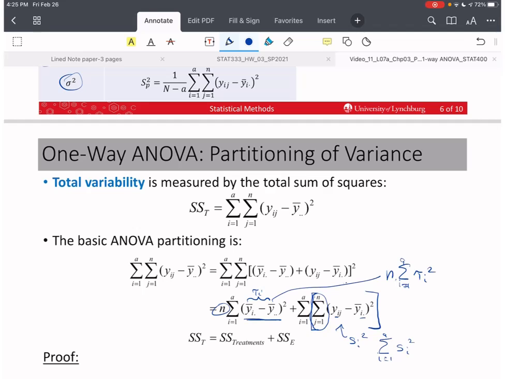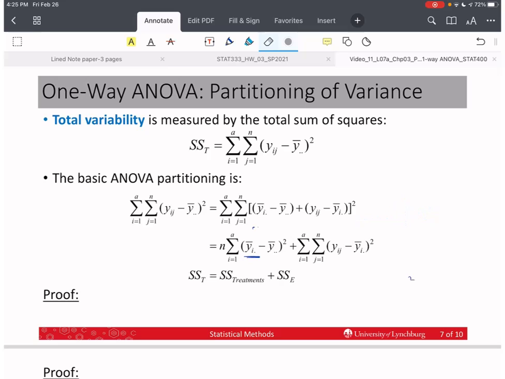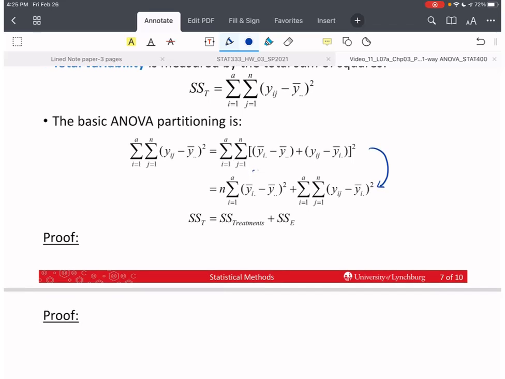Okay. And so we call this the treatment sum of squares, and this the error sum of squares. The variation within a treatment, that variation is just error. How much each of these depart from the mean. Okay? And so we now need to prove this statement, that this is actually true. We need to prove this step here. Okay? So let's do that.